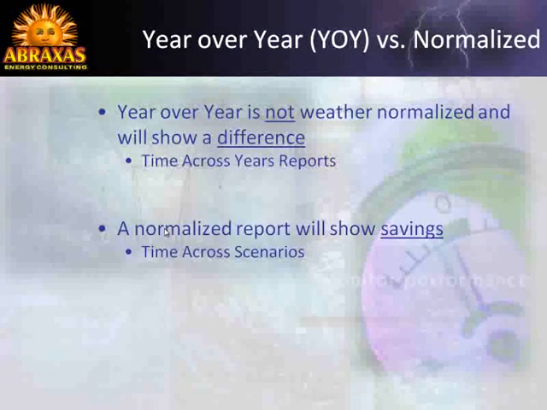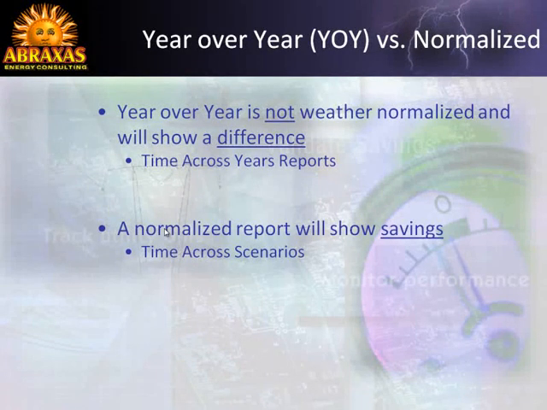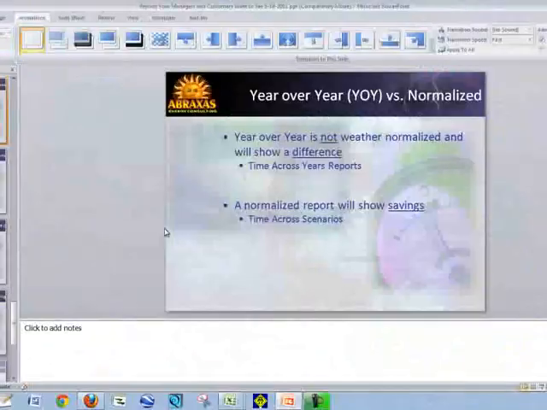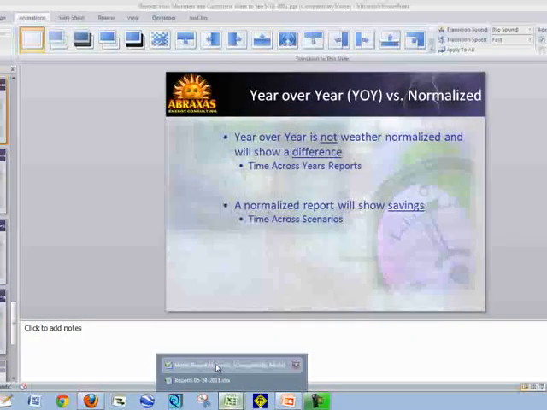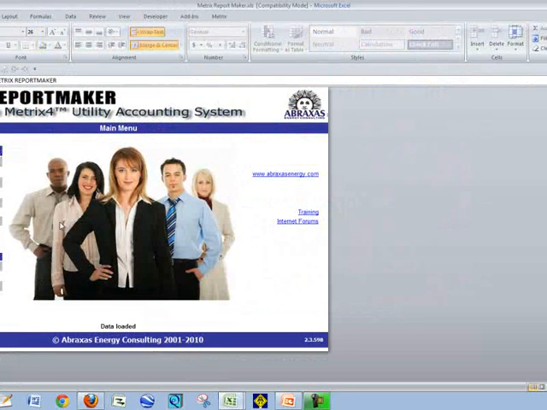If you're looking to see savings, the report that you want is a weather normalized report. So that's going to take into account the changes in weather that you have. For that report, you want a time across scenarios. So now we're going to go ahead and jump into ReportMaker, and we'll show you some of these reports.